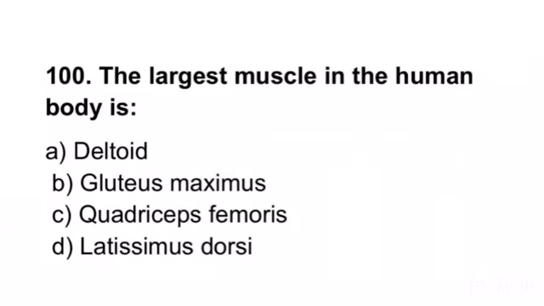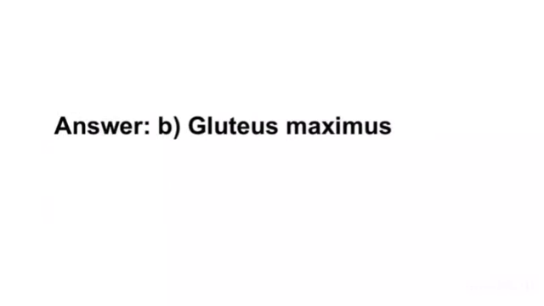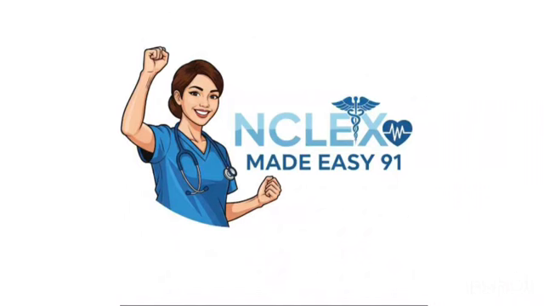100. The largest muscle in the human body is A. Deltoid. B. Gluteus maximus. C. Quadriceps femoris. D. Latissimus dorsi. Answer, B. Gluteus maximus. Great job making it through all 100 musculoskeletal NCLEX questions.